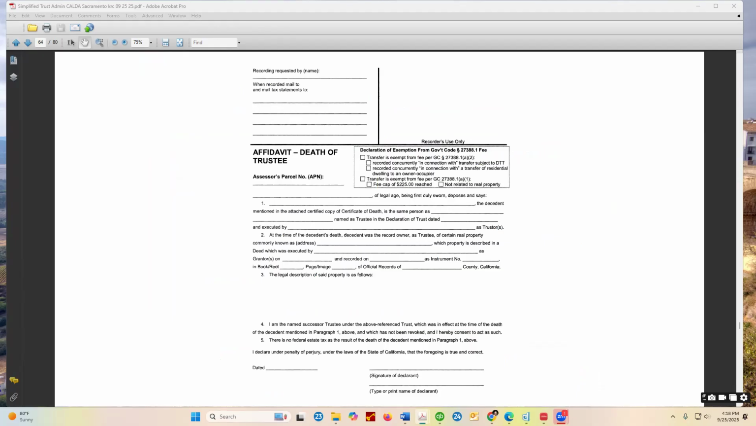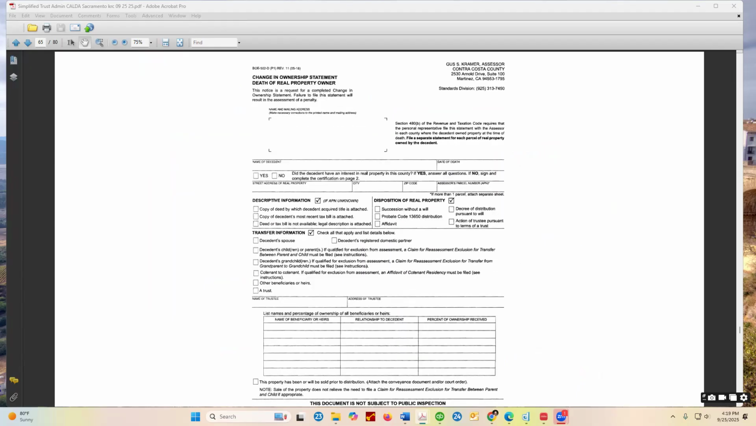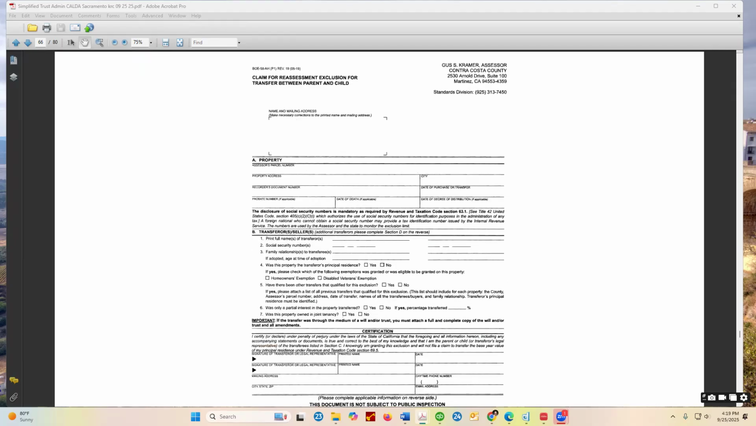When there's two trustees, for example, or any trustee on the public record on a deed, we prepare and file an affidavit of death of trustee so the successor trustee can take over. And we have to file it with an original death certificate. And then we also file a change of ownership statement, death of real property owner, and that goes to the county assessor, not to the recorder, so that the county assessor can determine if property tax needs to be reassessed.